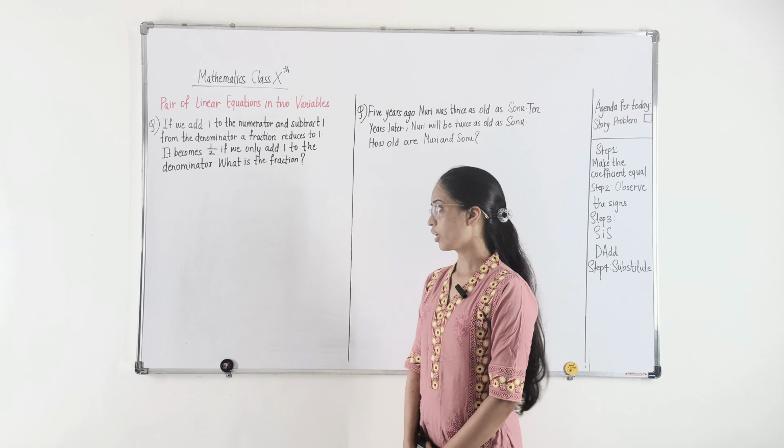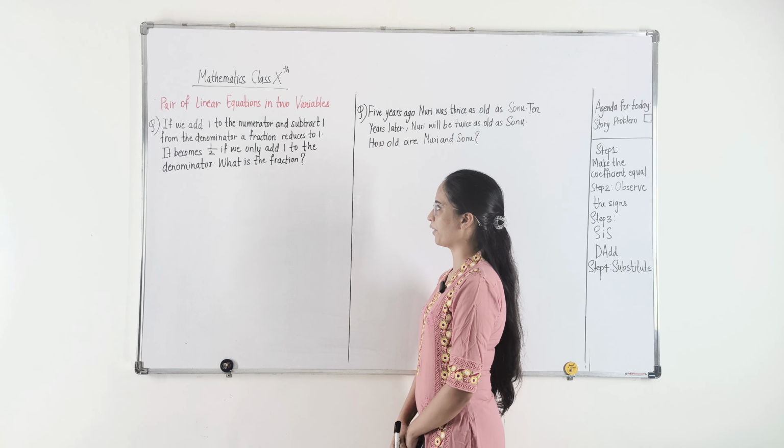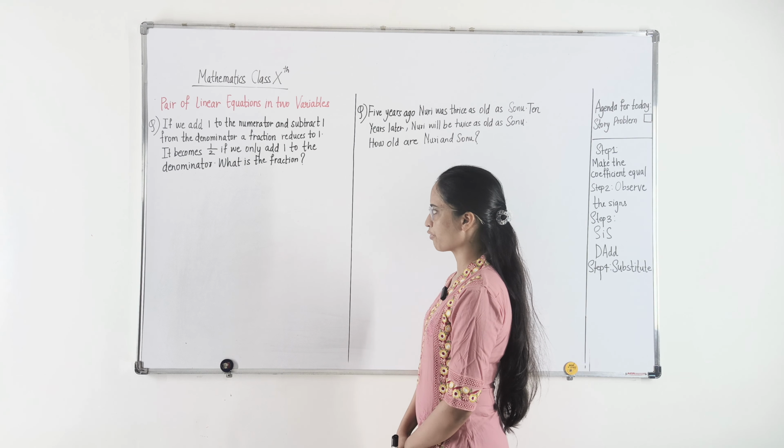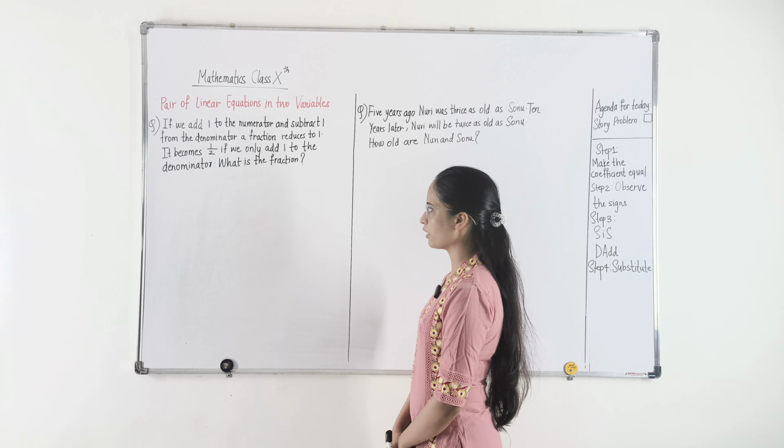So let's start. The question says that if we add 1 to the numerator and subtract 1 from the denominator, a fraction reduces to 1. It becomes 1 by 2 if we only add 1 to the denominator. What is the fraction? How are we going to solve this problem? The demand of the question is to find the fraction.